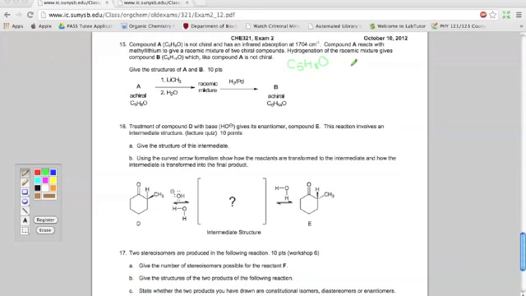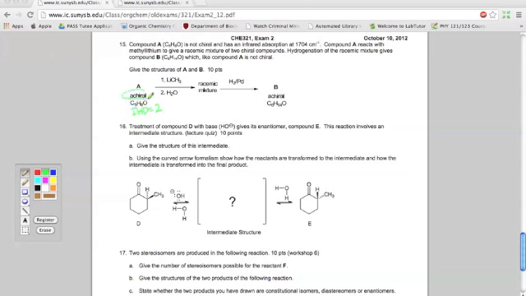And that's 1/2 (2C + 2 − H). So you have (10 + 2 − 8) divided by 2. And when you do that, you're going to get 2. So you know that you're going to have a ring and a double bond, or 2 double bonds. So let's just remove that. So you have IHD equals 2.